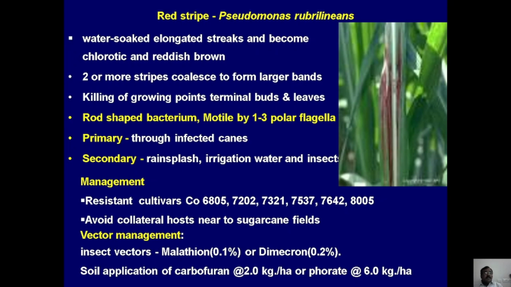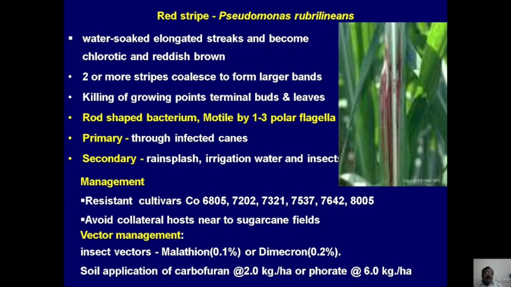The primary spread of this disease is mainly through infected canes, and secondary spread is through rain splash and irrigation water. Some of the cultivars are reported to be resistant to this red stripe disease, which are listed here. That is CO 6805, 7202, 7321, etc. And avoid collateral hosts near the sugarcane field in order to avoid severe spread of this disease. Some of the insects may also act as vectors in spreading the bacteria from infected to healthy plants.